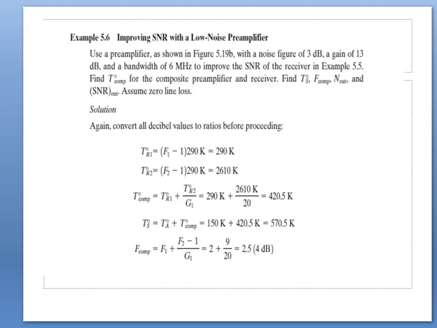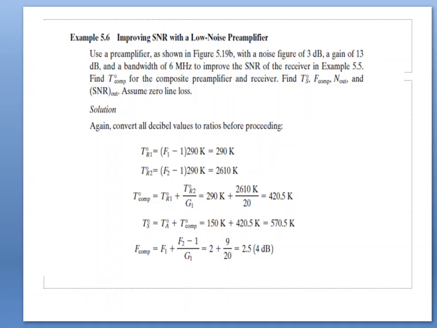Now we move to the next problem. How do we improve the SNR with a low noise preamplifier? So we find that in the above problem, the SNR is reduced by using the preamplifier and receiver. Now we move to how to improve the value of SNR with a low noise preamplifier. See, some use a preamplifier as shown in the figure with noise figure equal to 3 dB and gain equal to 13 dB with a bandwidth of 6 MHz.